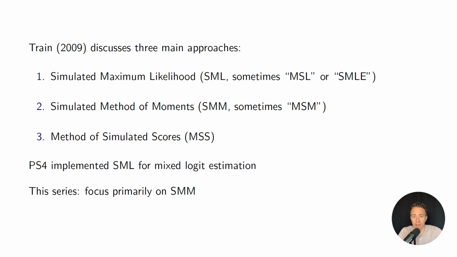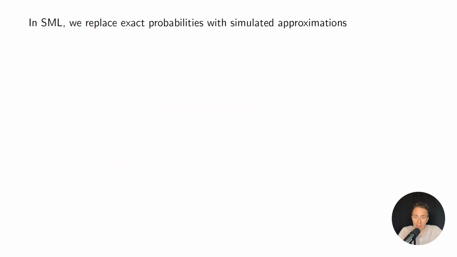And in that problem set 4 of the accompanying GitHub repository, we went through simulated maximum likelihood when we did the Monte Carlo integration example. In this video series, we'll be focusing mainly on simulated method of moments, so we'll revisit that in a little bit. How does simulated maximum likelihood work more generally than just the example that we went over for mixed logit? Well, basically the idea is that we want to replace exact probabilities with simulated approximations.